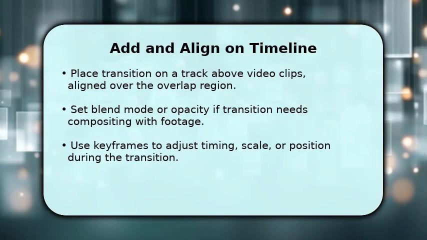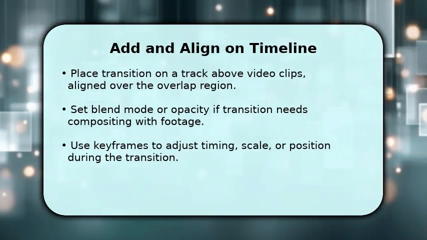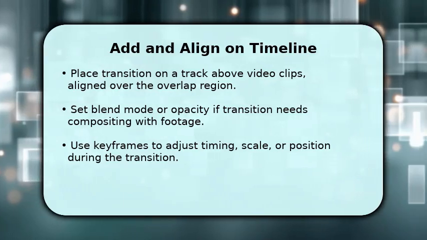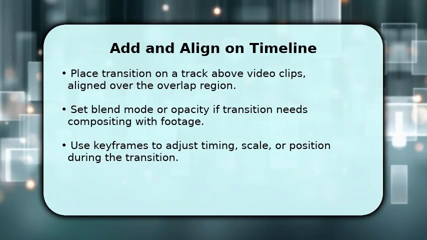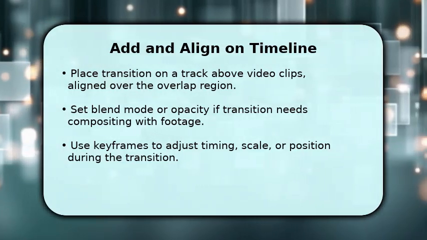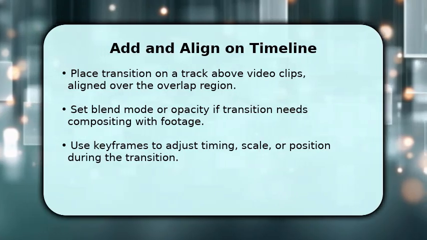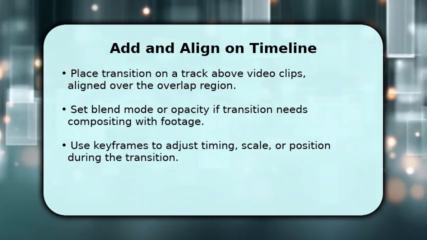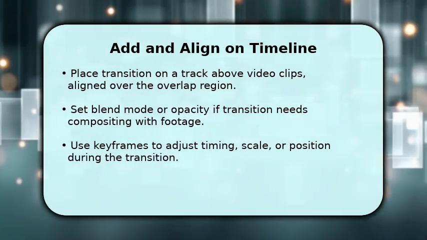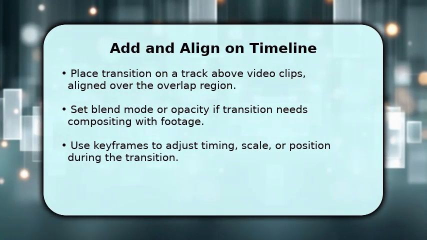You now place the transition layer above your two clips and align it precisely over the overlap. This ensures both clips are visible through the transition. Then, make sure to choose an appropriate blend mode or adjust opacity so the transition composites naturally with your footage. Once aligned, use keyframes to fine-tune timing, scale, or position, because minor shifts can fix visual seams and motion mismatch.